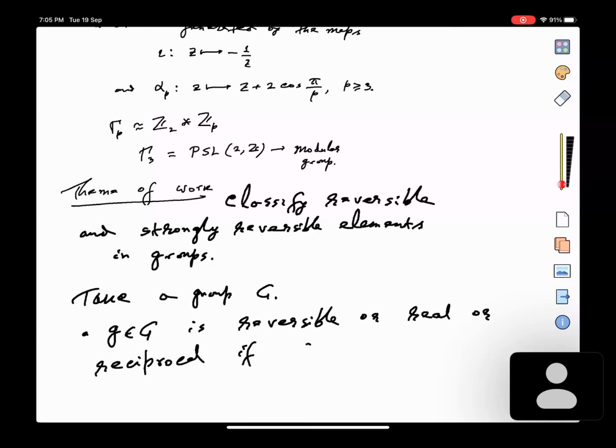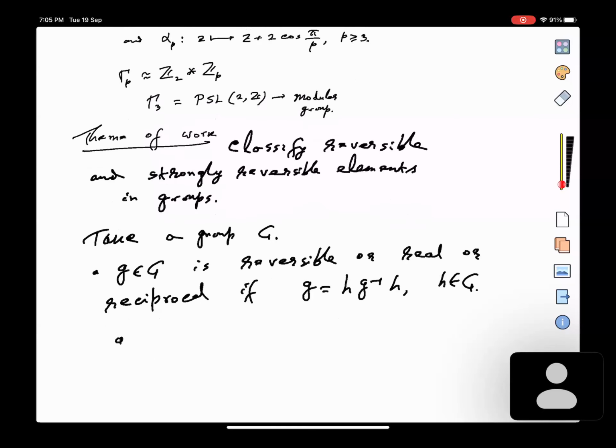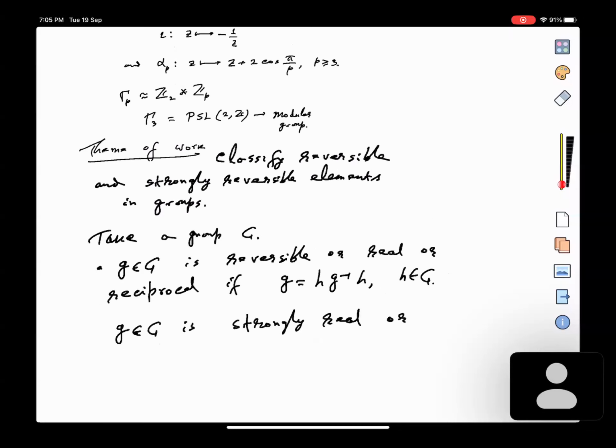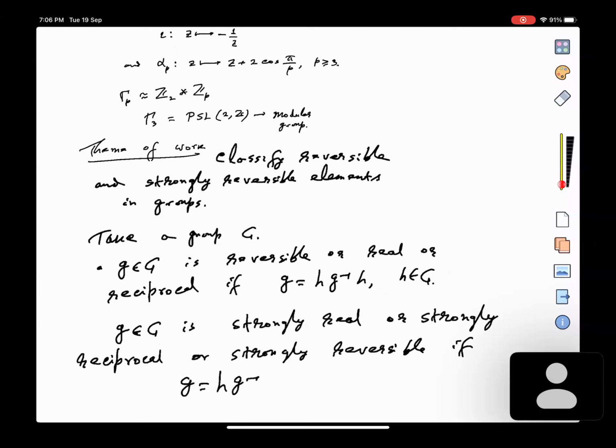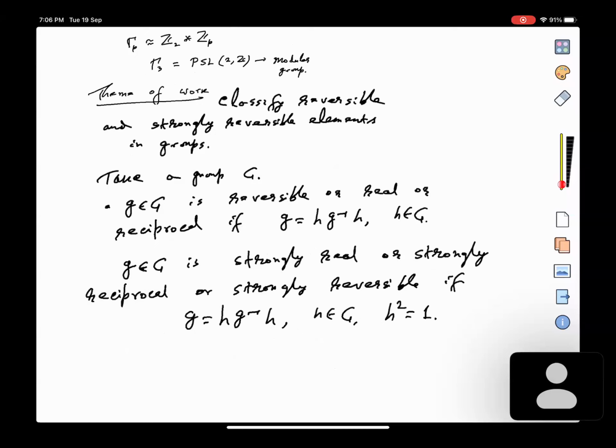Reciprocal if g is conjugate to its inverse in G, and it is strongly real, or strongly reciprocal, or strongly reversible, if g is conjugate to g inverse by an element h and h squared is identity. That means it is conjugate to its inverse by an order 2 element. Now, in this case, g is also a product of 2 involutions. Okay, so that means every strongly reversible element is real, but the converse is not true.